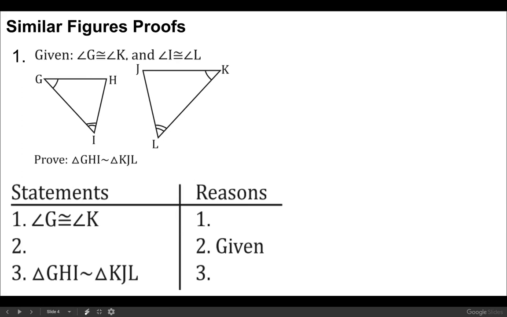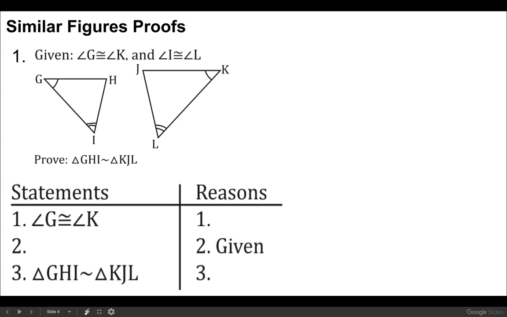So let's look at our first example. Given that angle G is congruent to angle K, and angle I is congruent to angle L, we need to prove that these triangles are similar.